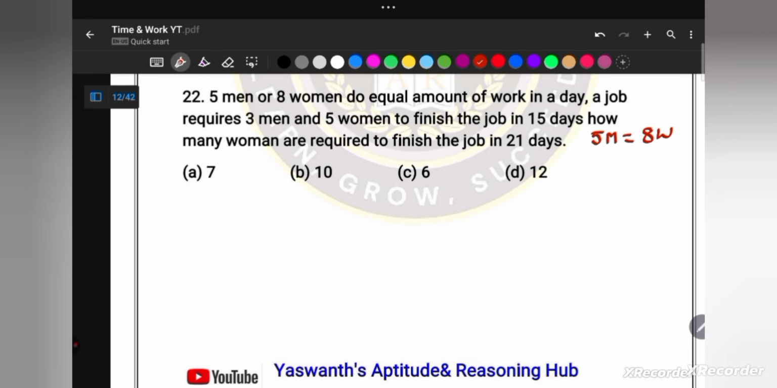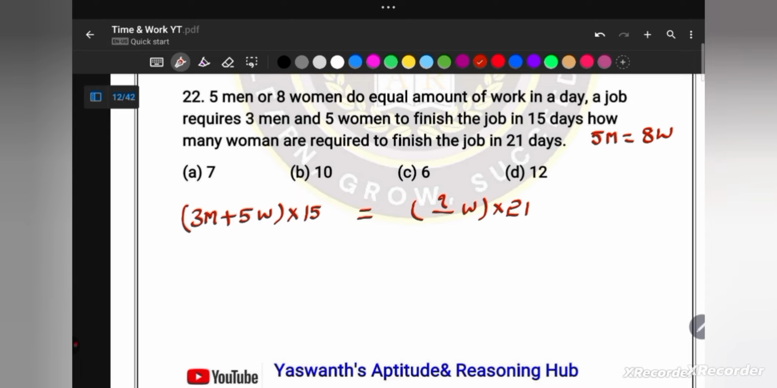The next statement: a job requires 3 men plus 5 women to finish the job in 15 days. So this is the manpower into time to complete the same work. Now he is asking how many women are required to finish the job in 21 days. To complete the same work, we don't have the manpower; we need to find the number of women here, multiplied by 21 days. Here the work is the same, so that will be equated to this.